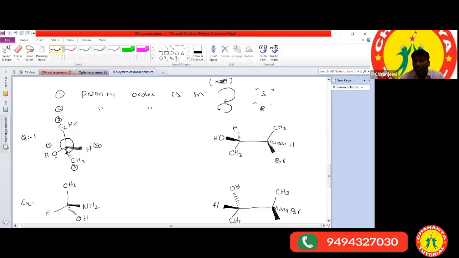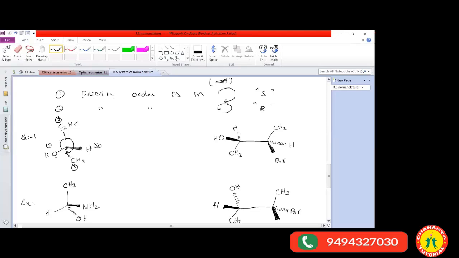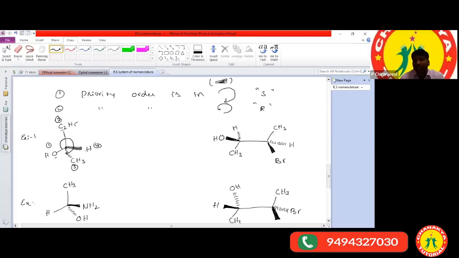Whether it is going in a clockwise direction or anti-clockwise direction, follow the arrow mark I wrote. Clockwise means the least priority is present towards the observer. That means the second condition only. So clockwise means you will get the S isomer. So what is the isomer of the given compound? S isomer. Okay.